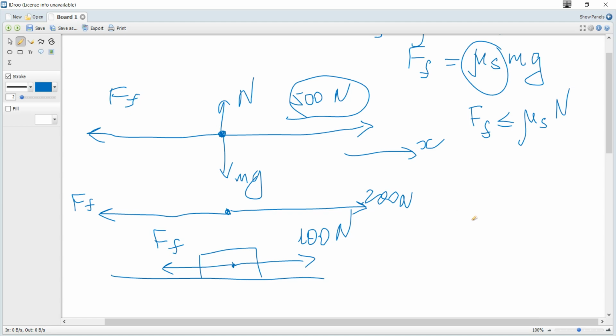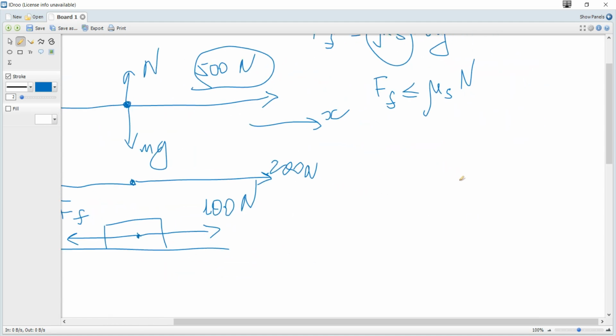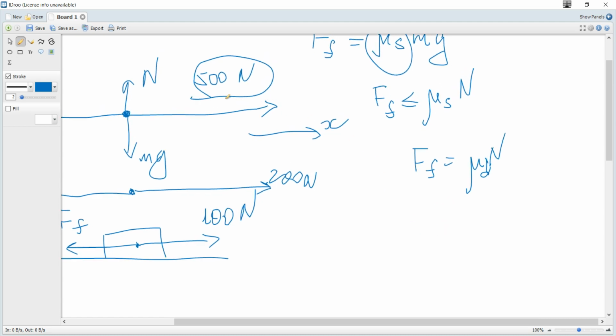And when it starts to move, this situation is called dynamic, it means it is moving. And again, the frictional force is also mu n, but now this coefficient is called dynamic. When it is moving, the frictional force decreases a bit. For example, not 500 but 450, and to keep it moving at constant speed, you just should balance this force, and you should apply a thrust force of, for example, 550 newtons.